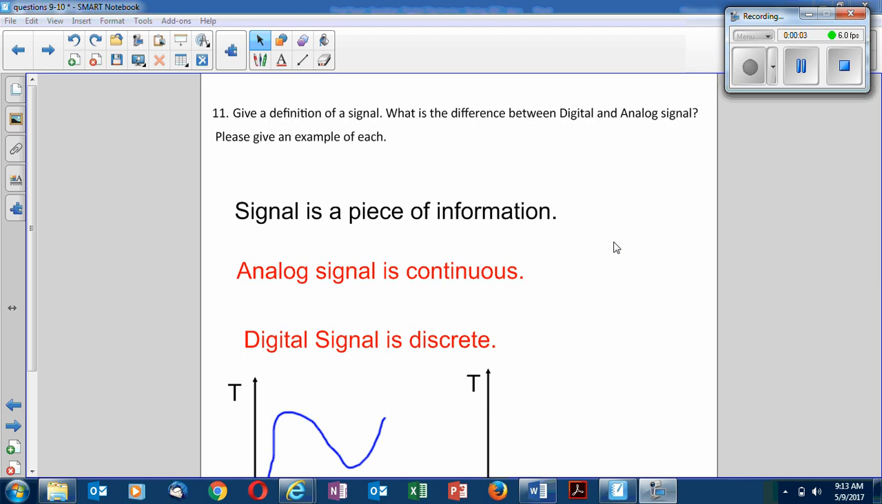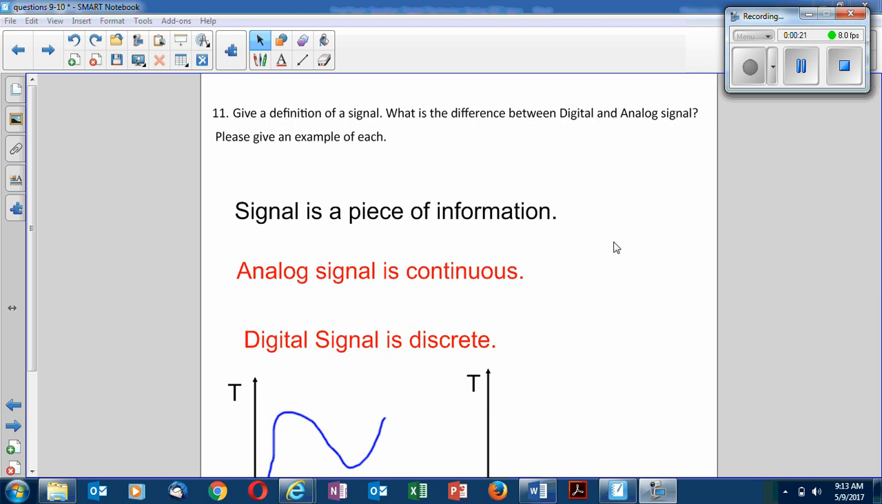Question number 11. Give definition of a signal. What is the difference between digital and analog signal? Please give example of each. Signal is a piece of information that is usually encoded in some kind of medium.